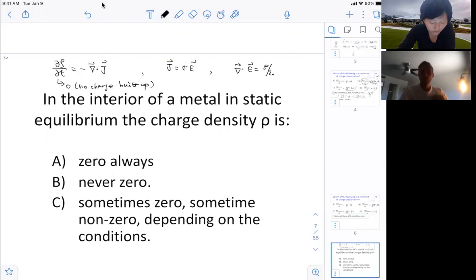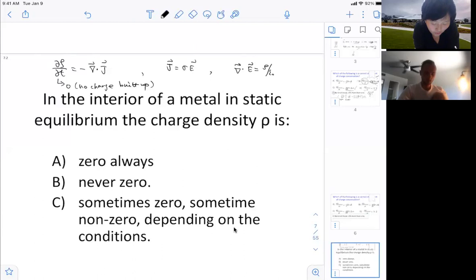Okay, let's run the clock for 10 more seconds. Okay, any last minute vote? All right, let me close it. You can take a look. We are exactly split between choice A and C.